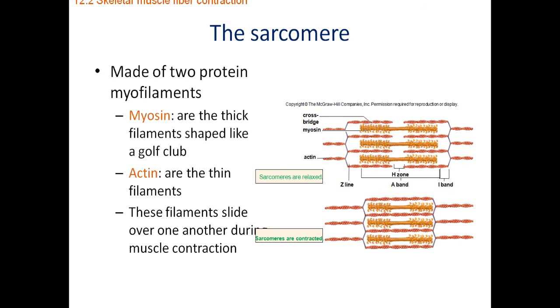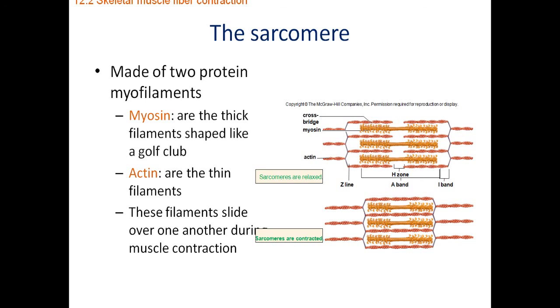So the sarcomere is where we're actually going to have muscle contraction. Okay, so when the muscle contracts, it gets shorter. So let me show you on here. So the sarcomere is made up of two protein myofilaments. Okay, so two strings of protein. One is called myosin. Okay, and myosin are these thick things in the middle. Okay, and myosin has these little things called myosin heads on them. So these little things that are sticking up, they're kind of like golf club heads, and those are called the myosin heads.